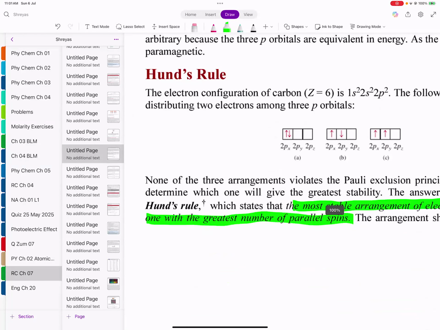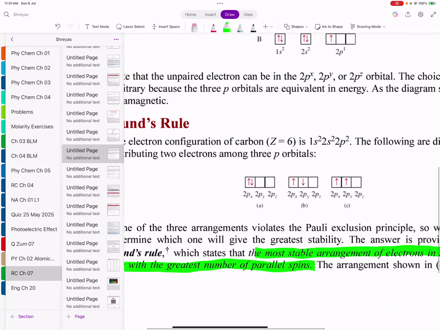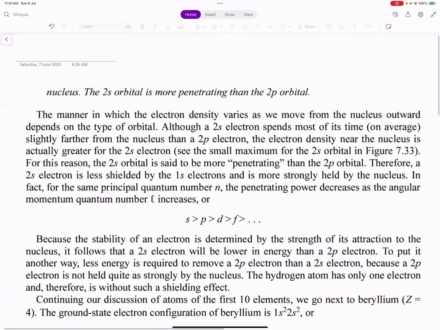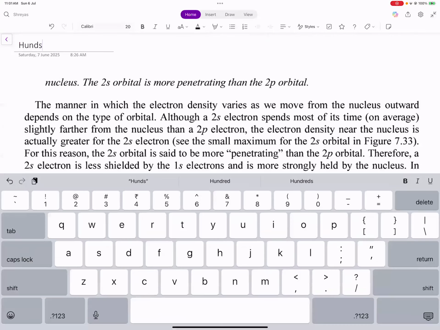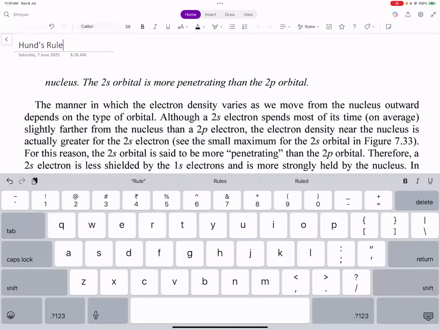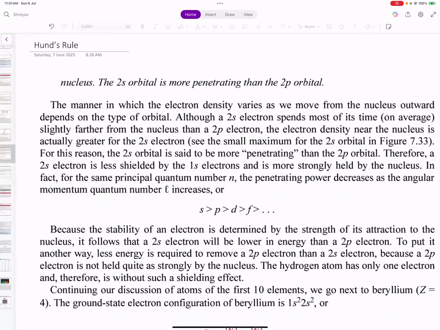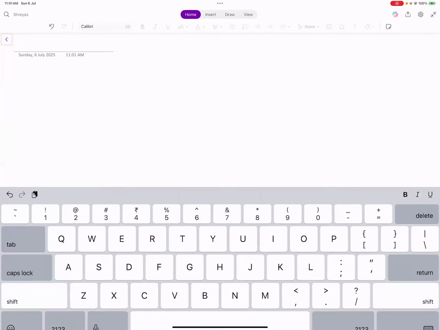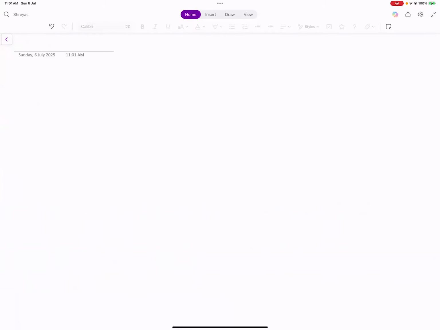So, Hund's rule, and let's put it here. Hund's rule. Okay, let me put in the apostrophe. And I'll add a page here. Now, how are we adding electrons for multi-electron atoms? First of all, I know that the orbitals are like this.